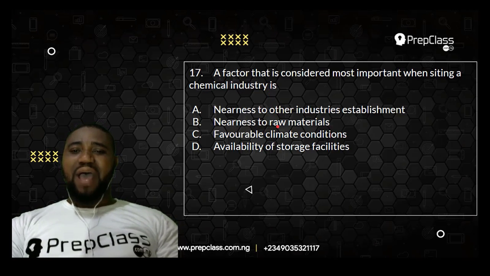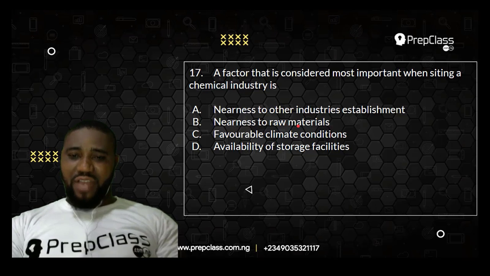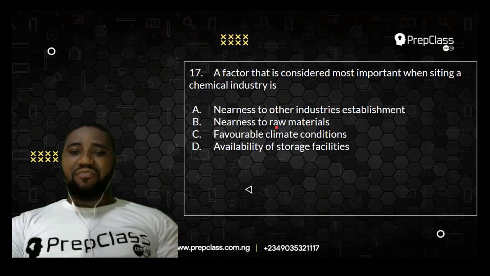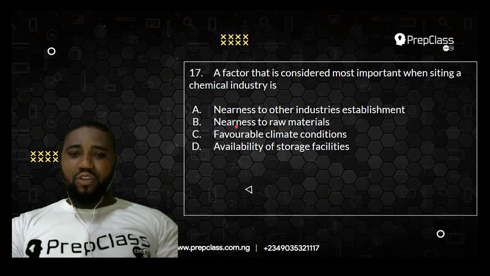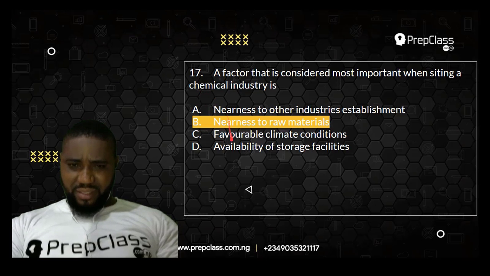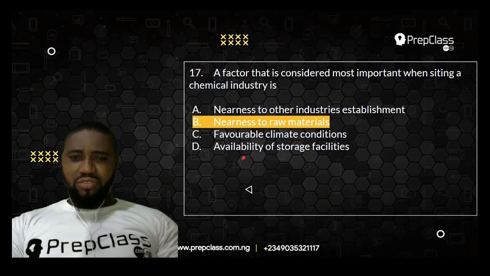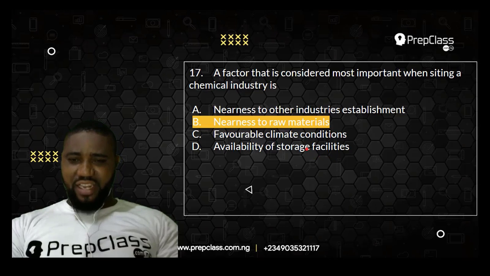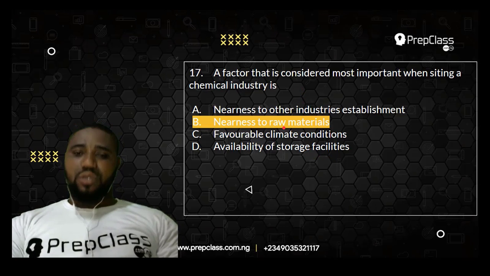So the raw material must be available at the right time, and because of that, nearness to raw material is the most important. It must be available at the right time, and it must be as close to the chemical industry as possible. So the correct option to this question is nearness to raw material. This one is the most important. It's not that the other ones are not important. Favorable climatic conditions, of course there should be storage facilities, but the most important is availability and nearness to raw materials.